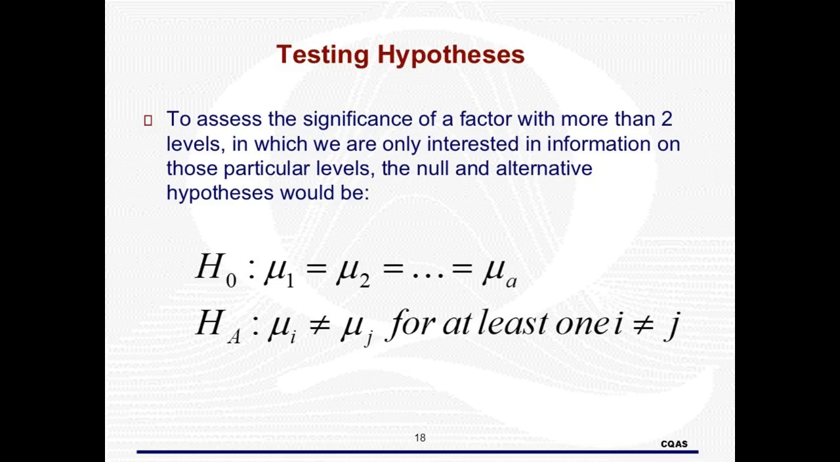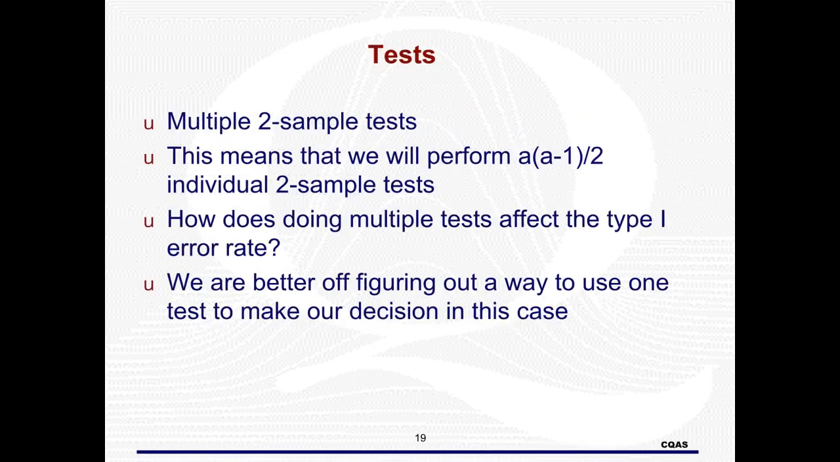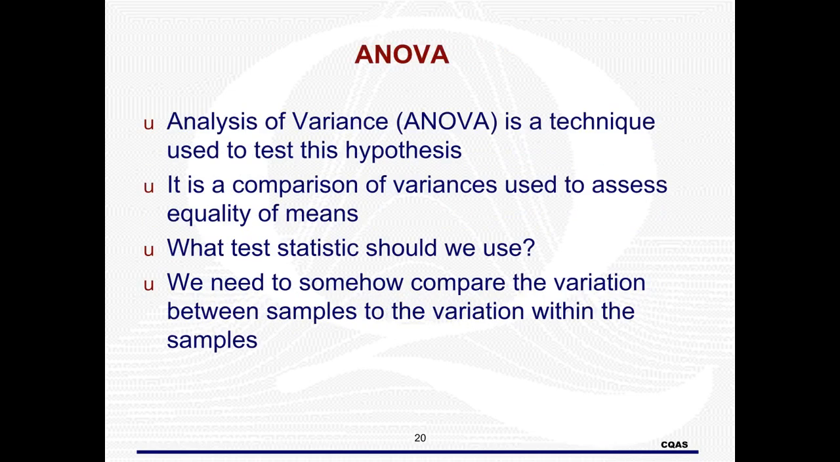Here we would like to test to see if the means are equal. Note that rejecting this hypothesis only tells us that at least one pair of means is different from each other. It does not tell us which ones or how many. How should we approach this test? We could do multiple t-tests, but that will cause the alpha to increase quickly. What we need to do is figure out a way to test this with a single test. We will use ANOVA to accomplish this.